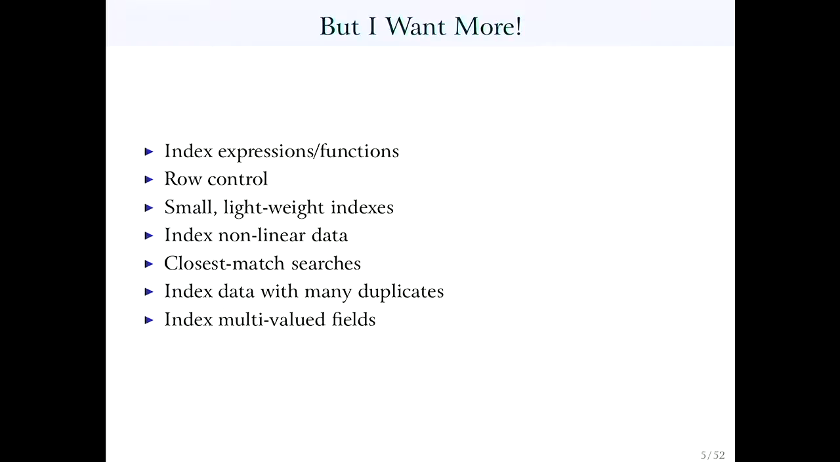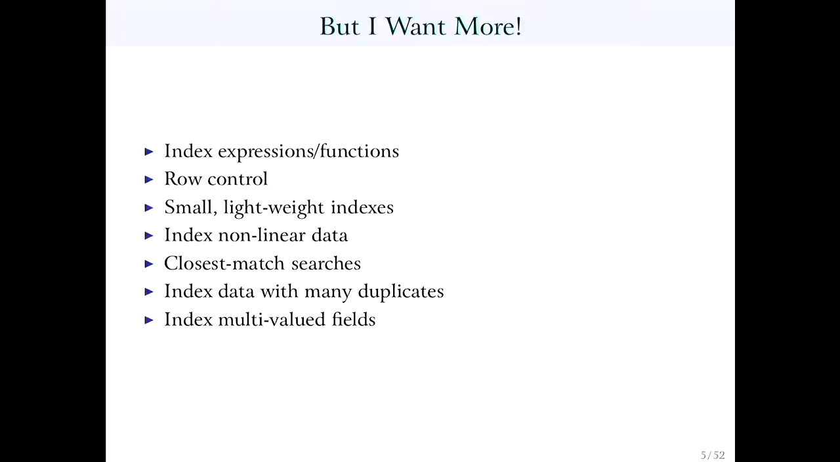Okay. But I want more. Maybe I want to index not a column, but an expression or a function. Some relational systems support that, some don't. Maybe I want role control. Maybe I want small lightweight indexes, because btree can be a significant portion of the size of the table. You might think that's always going to be that way, but that's not actually always that way.